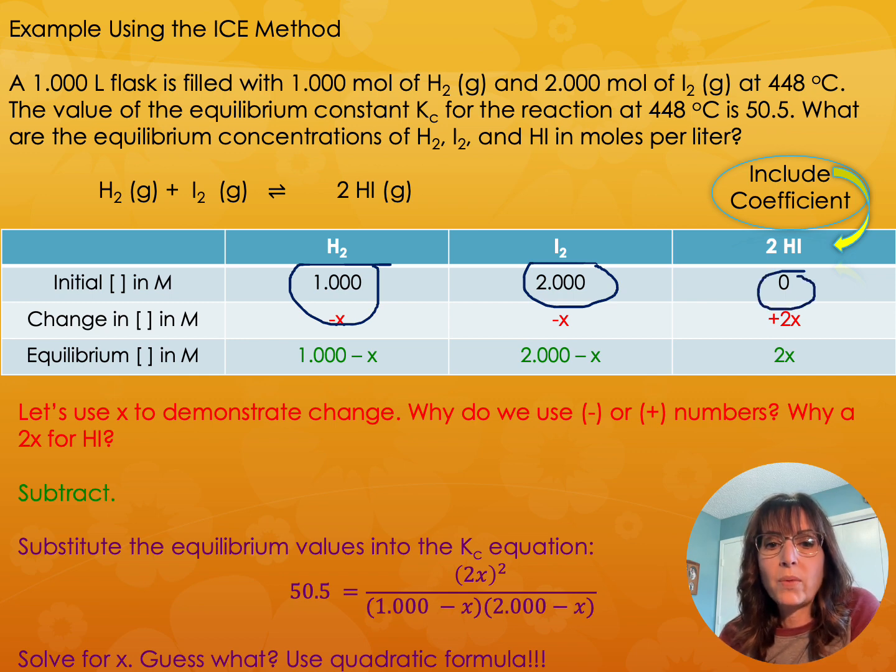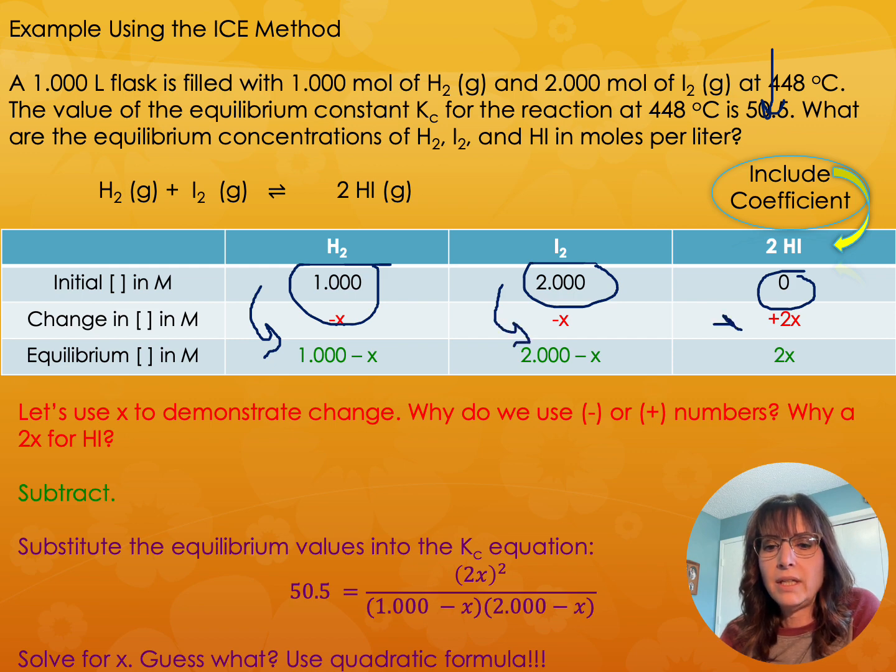And what do we know? They gave us the value of the constants. So we know that K is 50.5. And they want to know the equilibrium concentrations of everything. Well, how do we do that? Well, we know that it's not going to go to completion because it's an equilibrium problem. So we know that H2 is going to break down by some amount X. We know that I2 is also going to break down by some amount X.